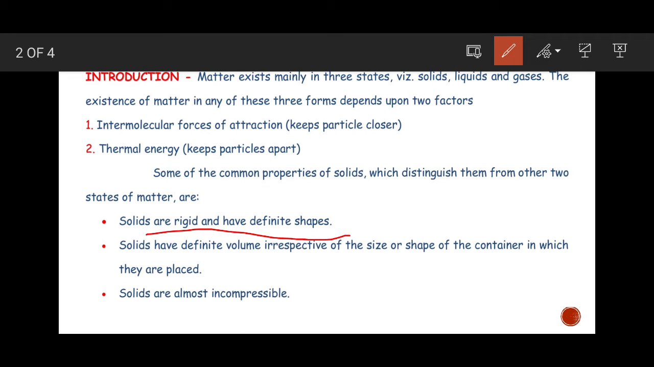Because of that, solids are almost incompressible. If we apply a very large amount of force, the change in the volume will be very less.